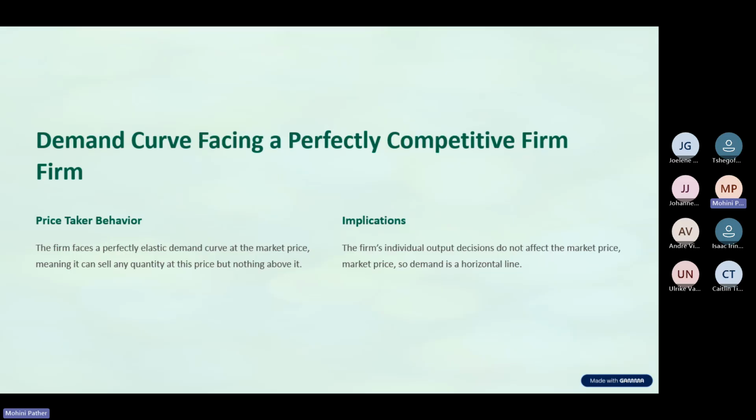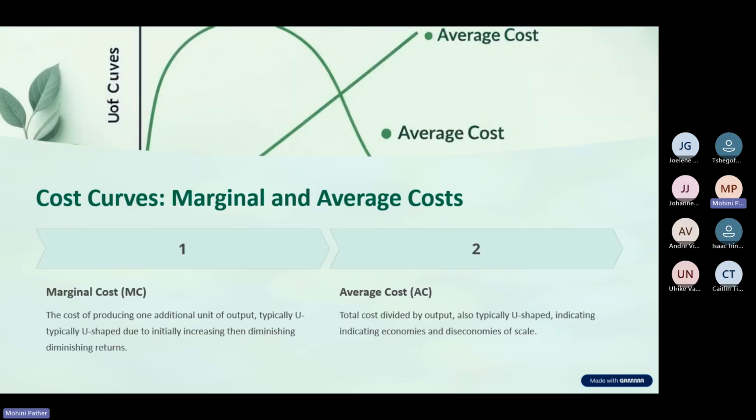The implication of that is that any individual's output decisions don't affect the market price. So the demand is a flat horizontal line. You cannot influence your price.